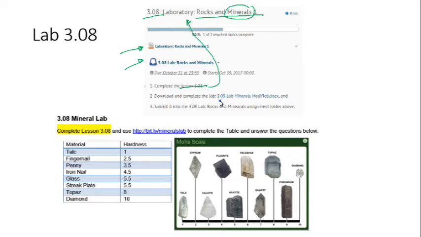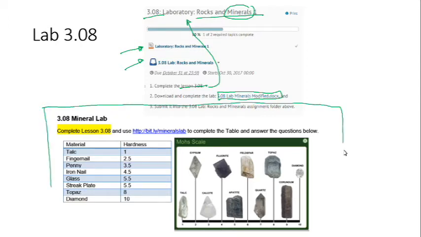Once you download the lab here, 308 minerals modified docx, right? We're only working on these modified documents. Then you see and open it up, then you see this here. This is the top of the lab, and again it says at the beginning, complete the lesson. Okay, that means complete this lesson here. Sorry, I went a little bit too high.